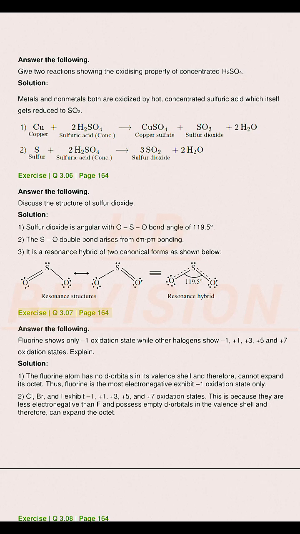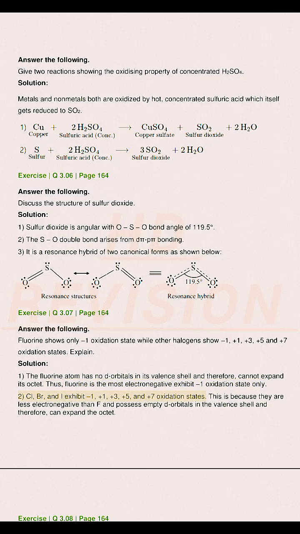Exercise Q3.07, page 164. Answer the following. Fluorine shows only -1 oxidation state while other halogens show -1, +1, +3, +5 and +7 oxidation states. Explain. Solution. 1. The fluorine atom has no d orbitals in its valence shell and therefore cannot expand its octet. Thus, fluorine, the most electronegative, exhibits -1 oxidation state only.